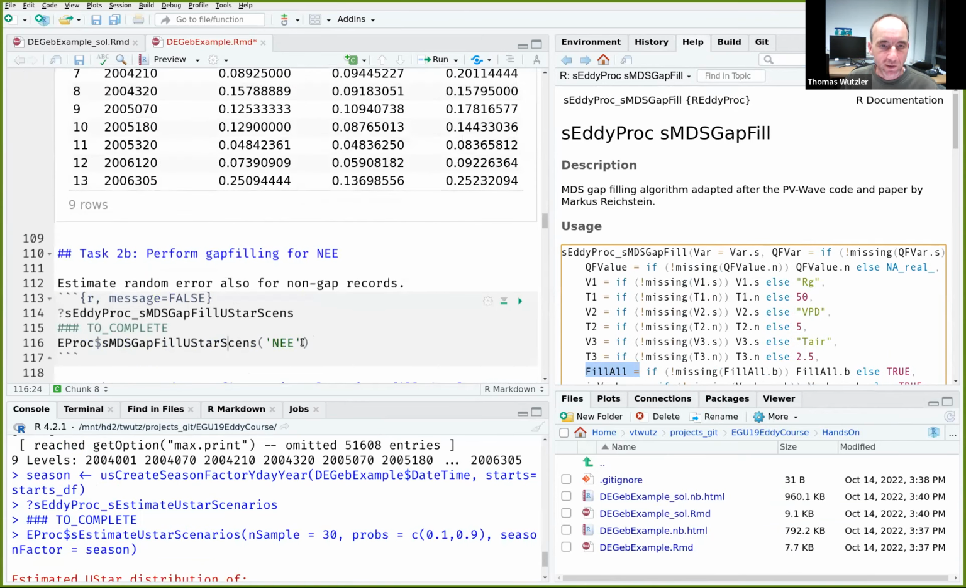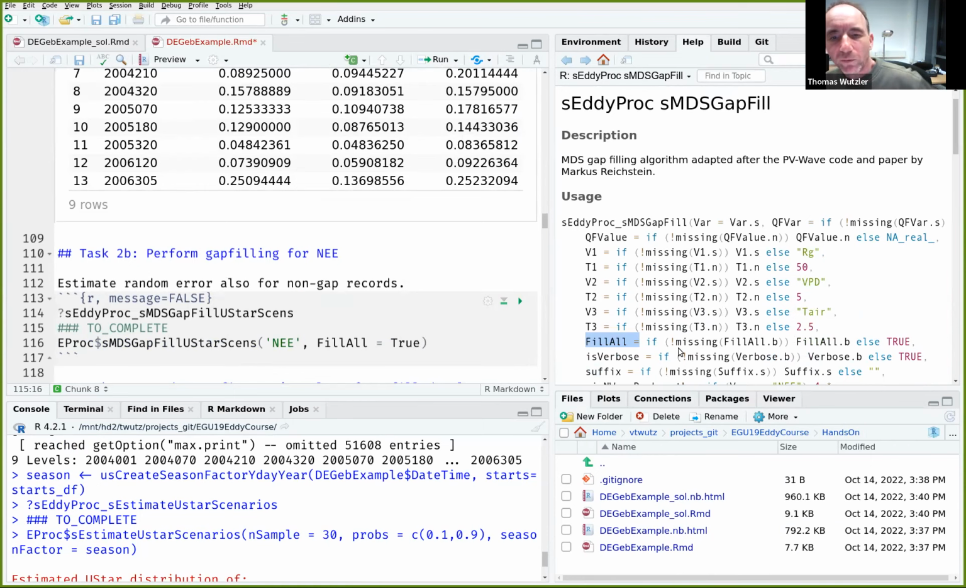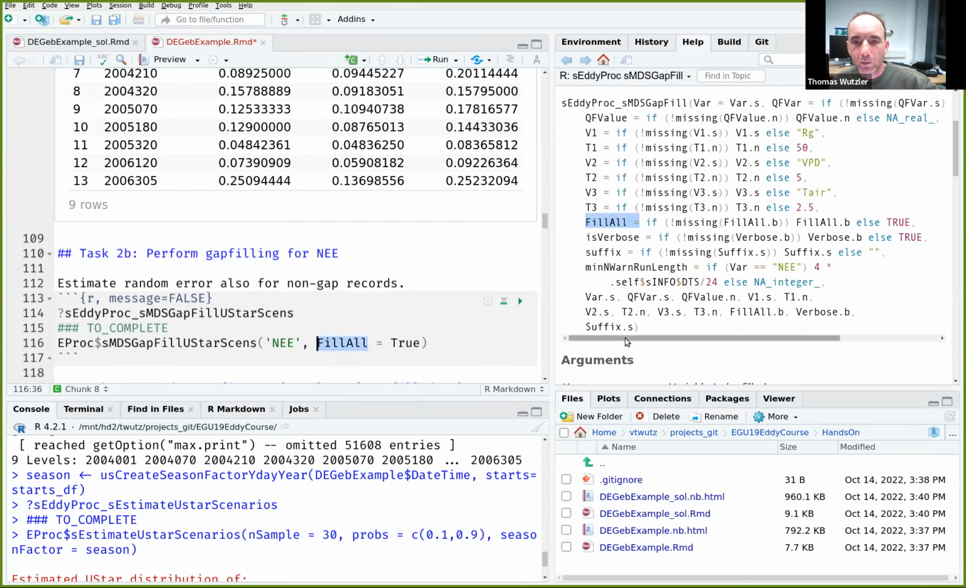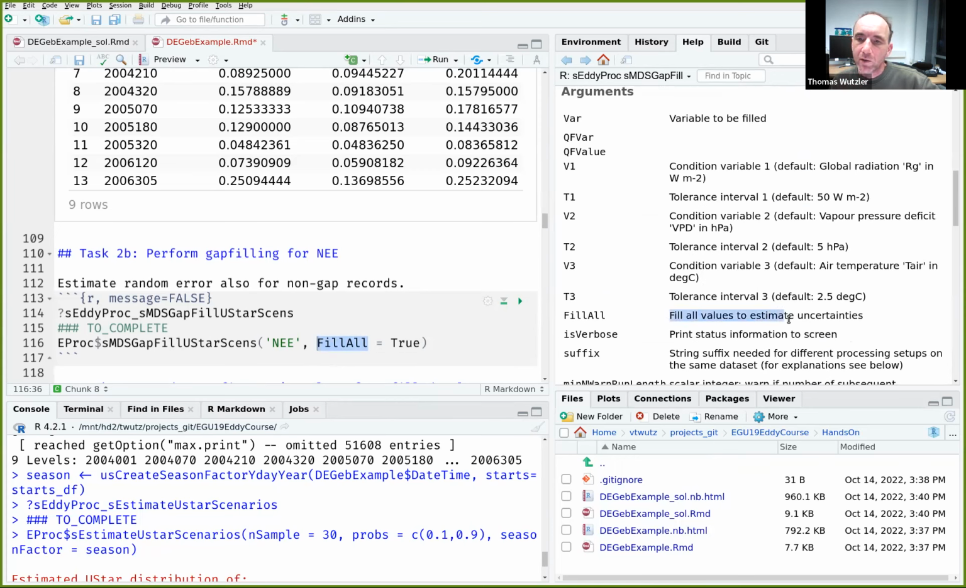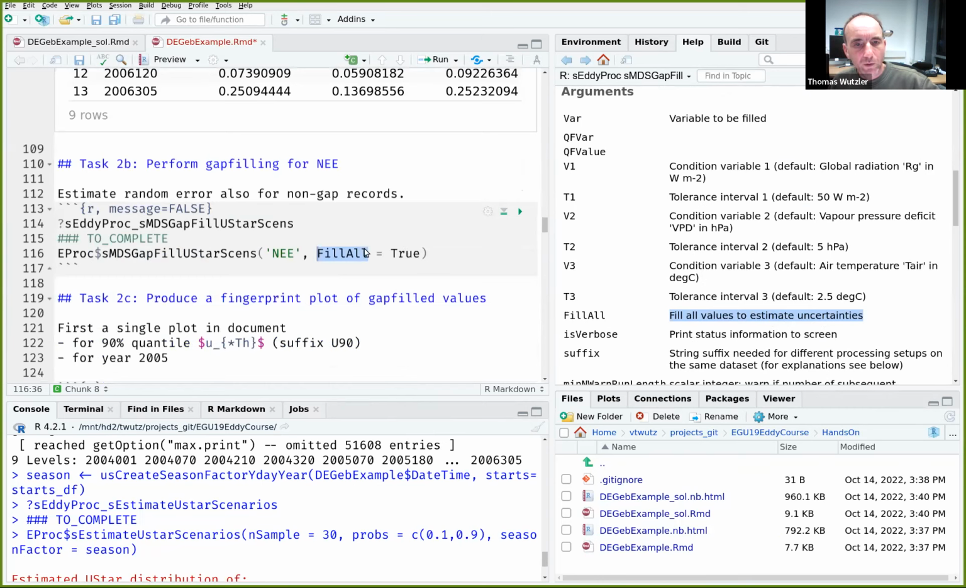I admit you have to know these things and look them up in the walkthroughs, because there are so many options in REddyProc that you only use very few of the times, but it's better to follow along the guides instead of reading all through the different documentation. But if you have something in a guide, you can look up what it actually means, because it explains here. So all the values get an uncertainty estimate. It's not only the missing values, but also the other values will have the model value in the problem, and also uncertainty. That's the thing we want to have.